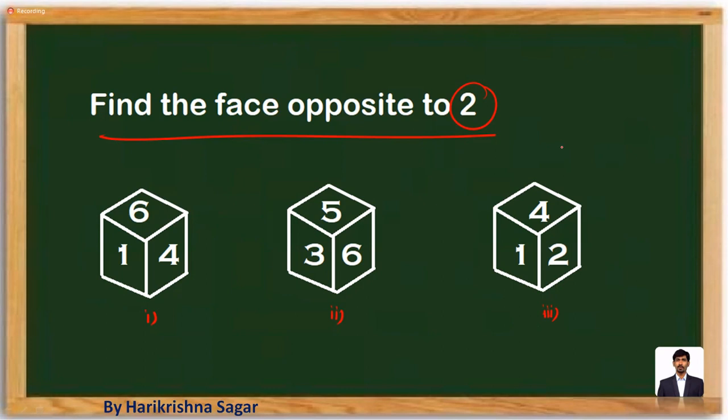So here the question is about what is opposite to 2. If you observe diagram number 1 and diagram number 3, what is common in these two? 1 and 4. Two numbers are common in these two. If two numbers are common, the leftover faces are going to be opposite. That means opposite to 6, there is the number 2.